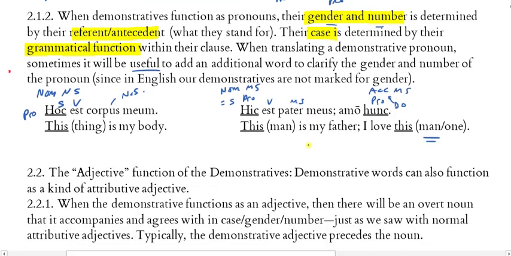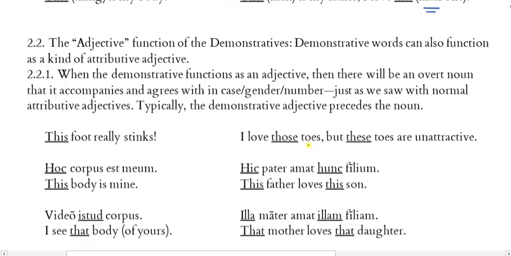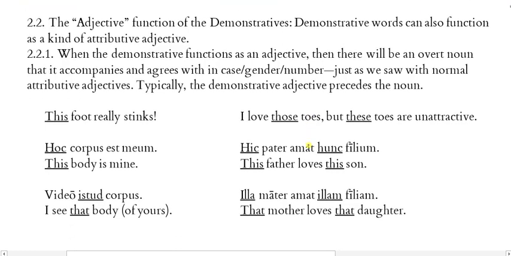So these were all using near demonstratives. We'll get a few far ones here in our examples next. All right, 2.2, the adjective function of demonstratives. Demonstrative words can function also as a kind of attributive adjective.